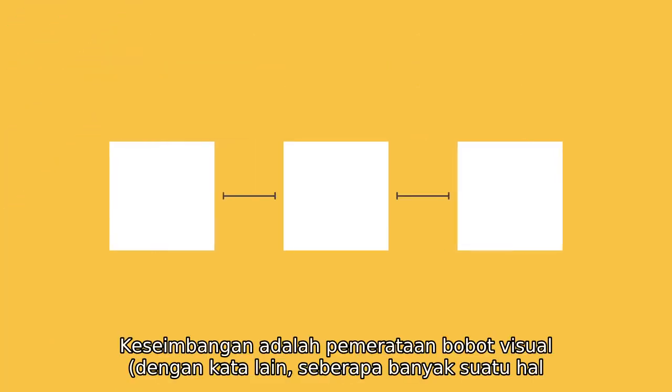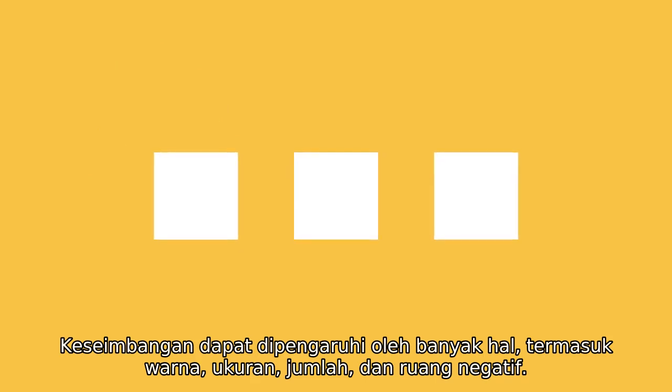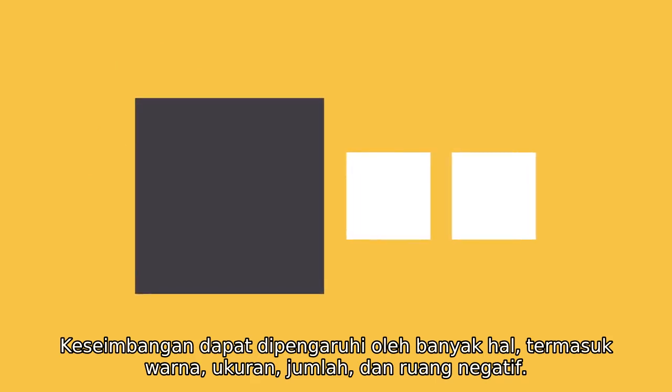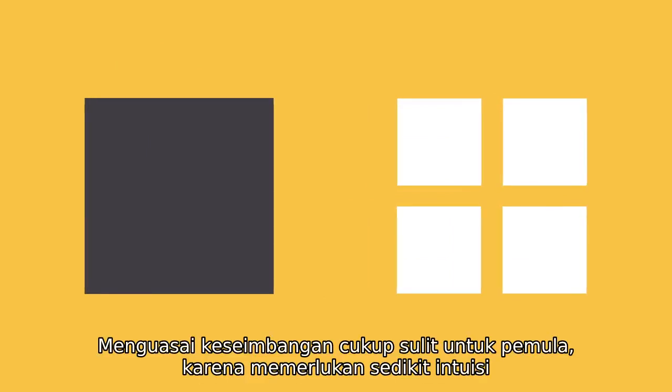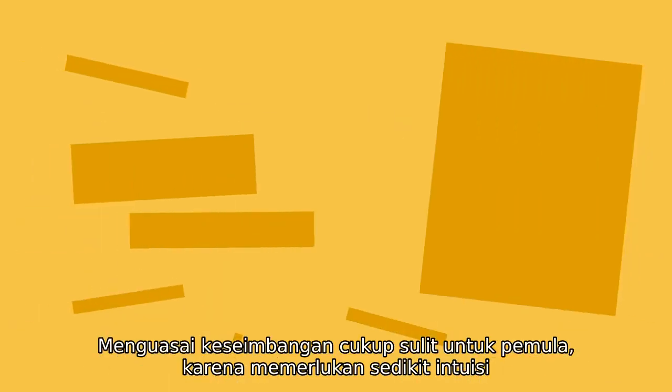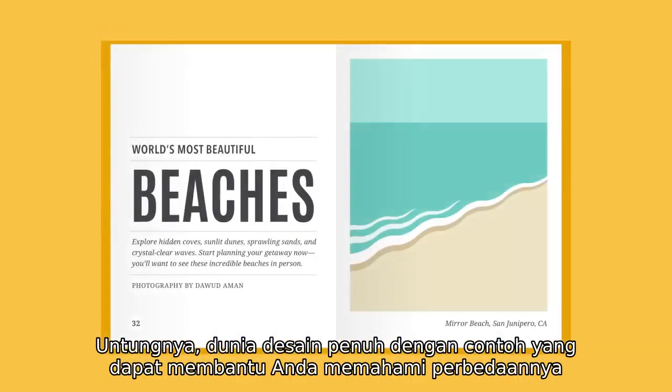Balance is the equal distribution of visual weight. In other words, how much any one thing attracts the viewer's eye. Balance can be affected by many things, including color, size, number, and negative space. Mastering balance can be tricky for beginners because it does take some intuition. Luckily, the design world is full of examples that can help you understand its different iterations.